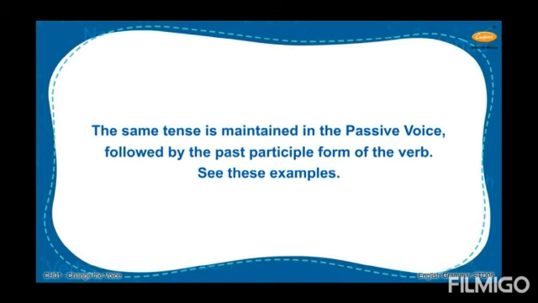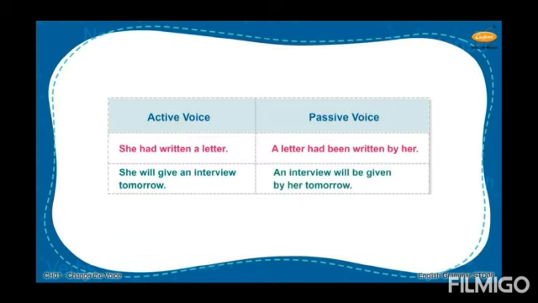The same tense is maintained in the passive voice, which is also followed by the past participle form of the verb. Let us see the examples. She had written a letter. Here it is: a letter had been written by her. She will give an interview tomorrow. An interview will be given by her tomorrow. So in this case, you will see that it is a past participle. Had has become had been. Will has become will be.